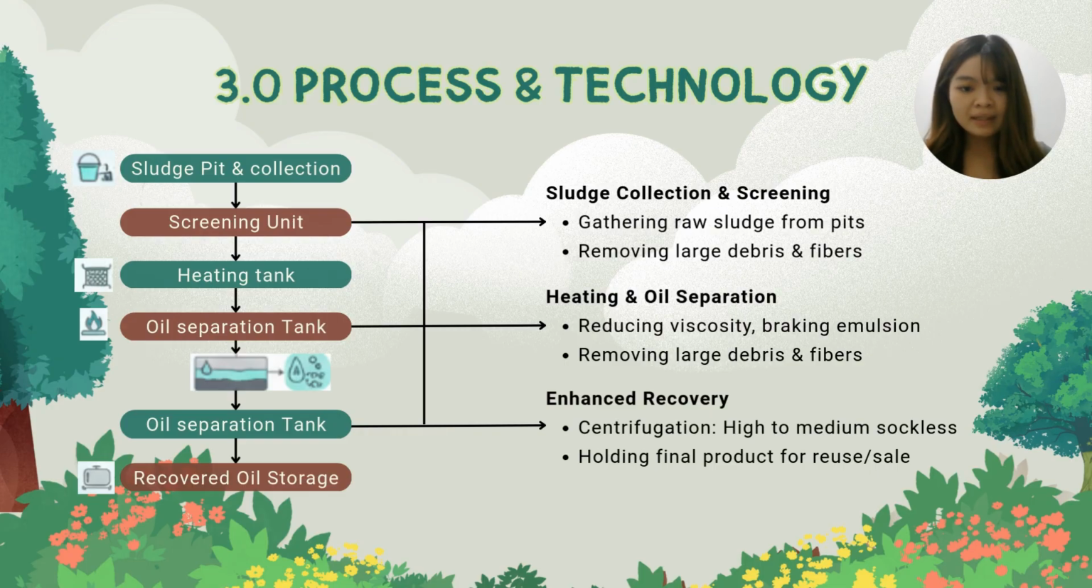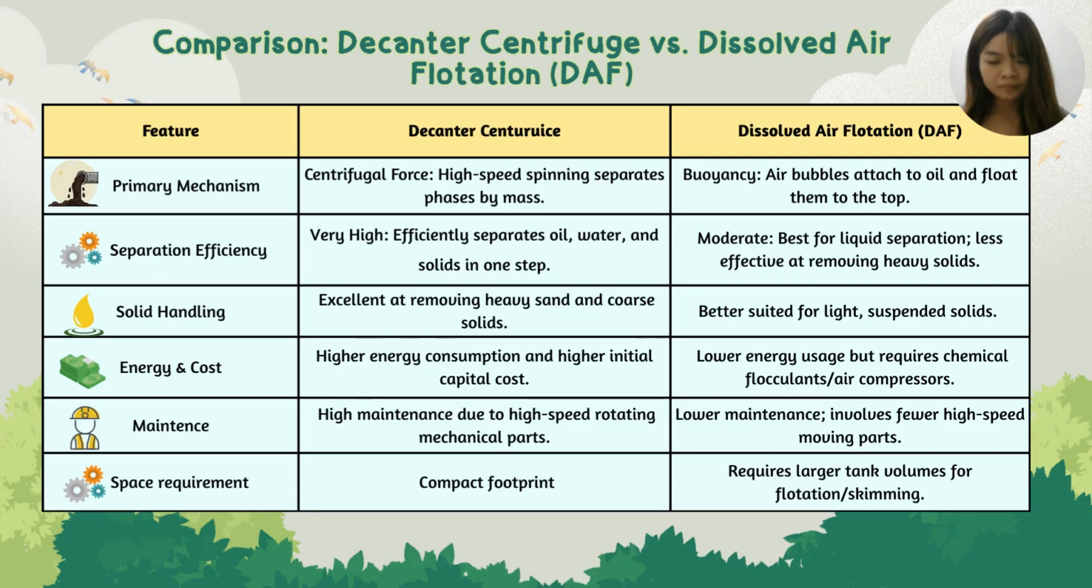The process begins by gathering raw sludge and passing it through a screening unit to remove debris and protect downstream equipment. The material is then conditioned in a heating tank to reduce the viscosity and break emulsions. This allows for primary gravity separation in the oil separation tanks. Finally, centrifugation is used to extract any remaining oil from the high solid mixture to ensure the maximum yield before the final product is moved to recovered oil storage for reuse or sale.